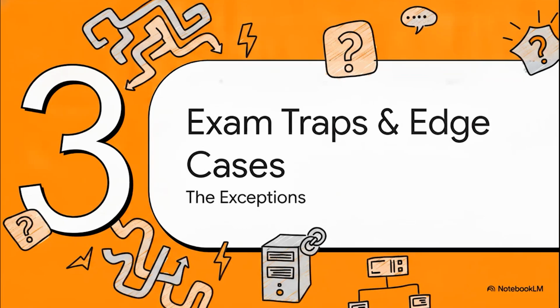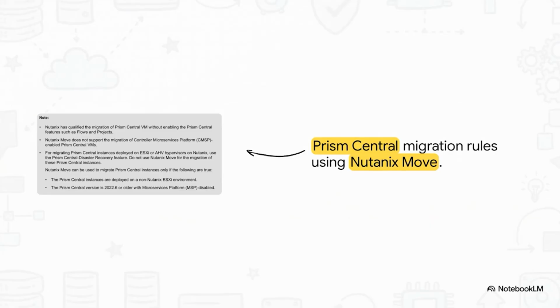Which brings us to Section 3, Exam Traps and Edge Cases. These are the exceptions that test writers absolutely love. Now, what's really interesting here is just how restrictive the rules get when we talk about Prism Central. You might naturally think, oh, I can just use Nutanix Move to migrate my Prism Central VM exactly like I would any other workload. Nope. That is a massive exam trap.